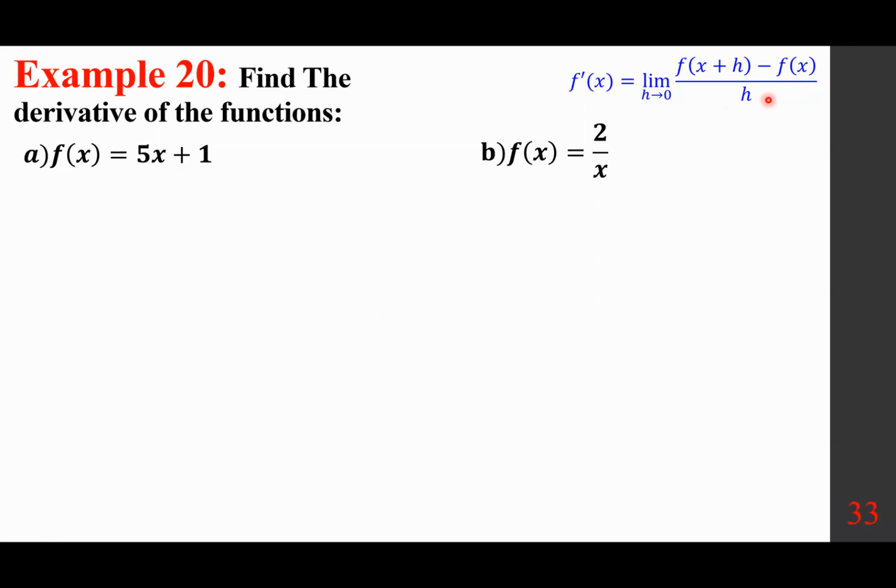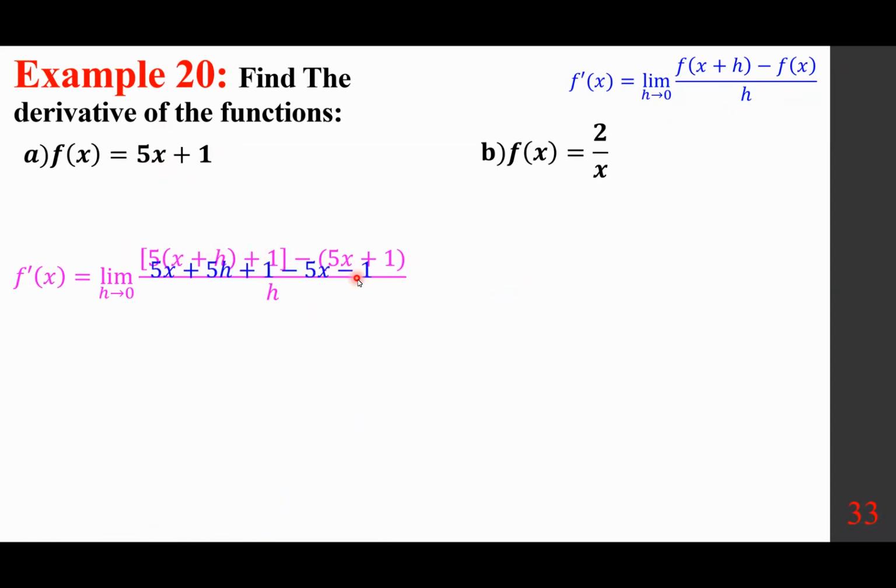So f of x plus h means 5 times x plus h plus 1, minus this thing, over h, and take the limit as h goes to 0. So 5 times x plus h plus 1 minus 5x plus 1, over h. All you have to do is simplify the fraction, and everything becomes clear. This is 5x, this is 5h plus 1 minus 5x minus 1.